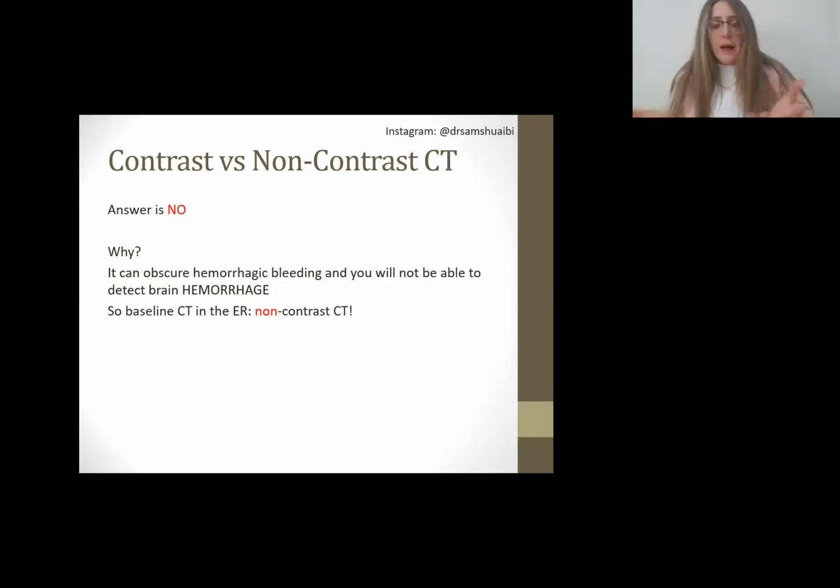Okay, Dr. Sam, why are we using non-contrast CT? What's the point? Because hemorrhagic bleeds appear white, and the contrast, if I give it, can appear white. So it can give me a false impression that I'm dealing with a hemorrhage, when in fact there isn't any hemorrhage, it's just the contrast. So it will obscure everything. So anytime you get a similar scenario with neurological deficit, opt for non-contrast CT.